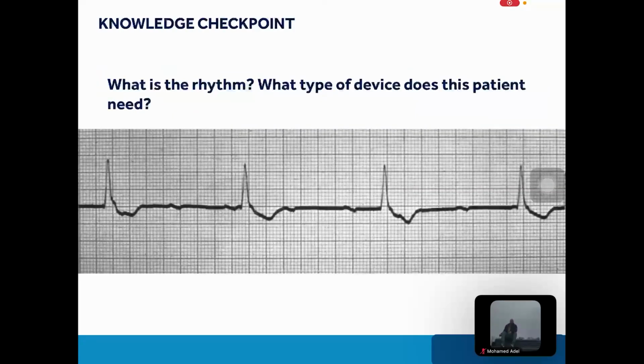What type of device does this patient need? This is brady. The P wave is not related to the QRS, like complete heart block. Complete heart block. Yes.